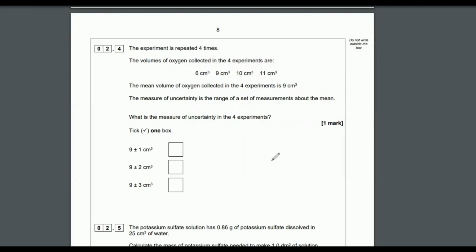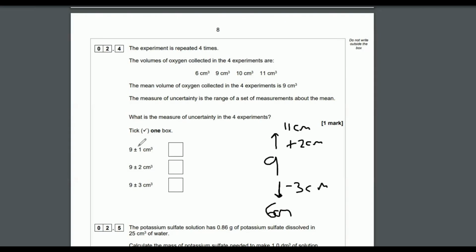So we've been told the mean is 9, the mean volume of oxygen collected in the 4 experiments is 9 centimeters. And the lowest result is 6 centimeters. So how much is that? That's -3. And the top result is 11 centimeters, which is plus 2 centimeters.